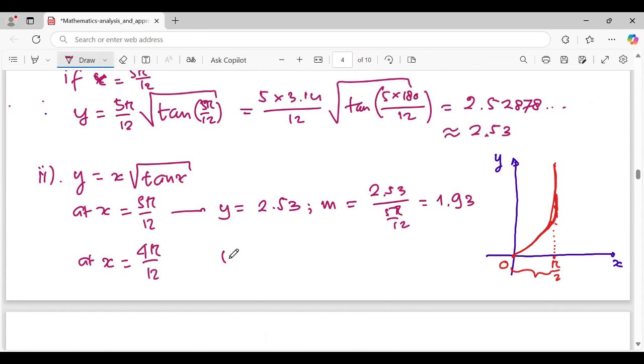At x equals 4 pi over 12, y will be, I have calculated this also, y equals 1.38, and the gradient is 1.38 over 4 pi over 12, and it is 1.312 at x equals 3 pi over 12.